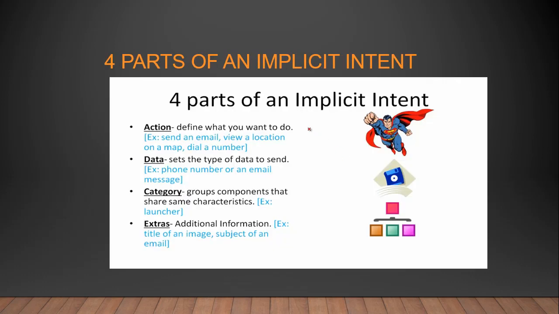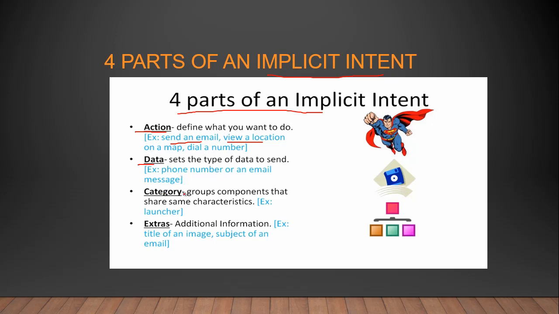Well, there are four important things that you need to bear in mind when you're dealing with intents. I mean, when you're dealing with implicit intents, there are four parts you need to remember. The first one is action. It defines what you want to do with the intent that you have declared inside your app. For example, you want to send an email, view a location on a map, or dial a number. The next thing is the data, the type of data that you want to send alongside the intent. You want to pass a phone number or send a message.